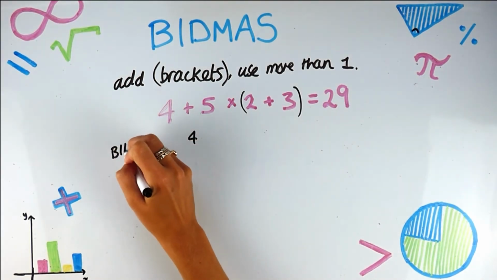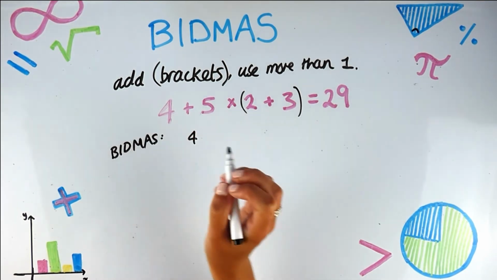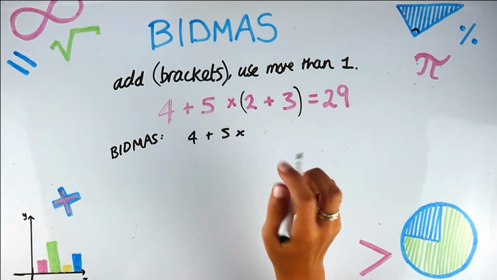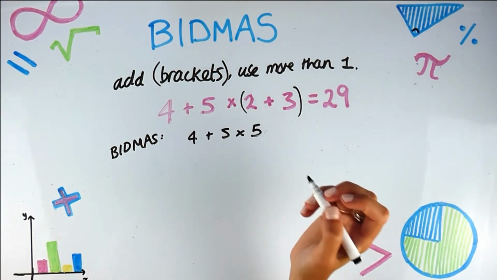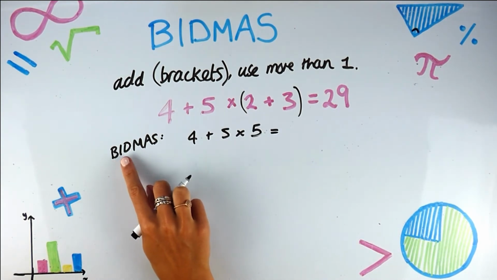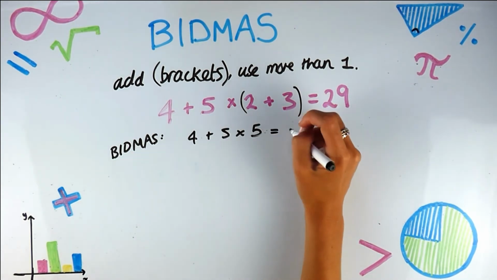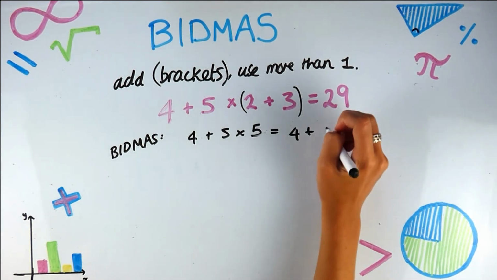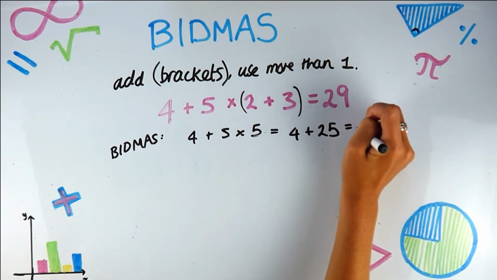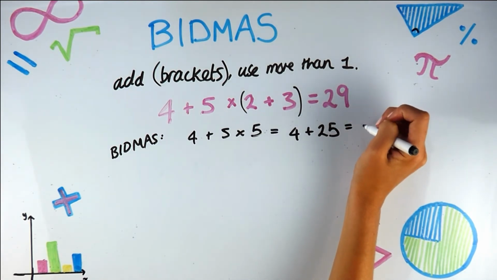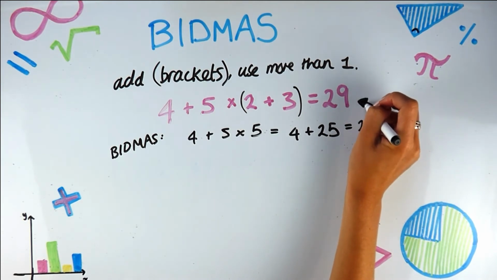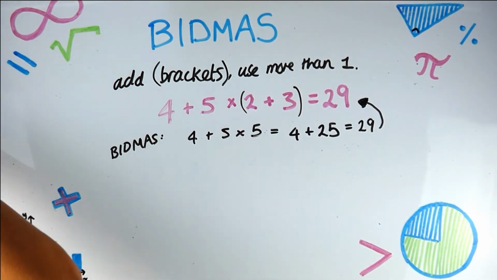So using BIDMAS, brackets first, 2 plus 3, which is 5. So then we go BIDMAS again: brackets no, indices no, division no, multiplication yes. 4 plus, let's do the multiplication, 5 multiplied by 5, also known as 5 squared, is 25. One thing to do now, 4 plus 25 is 29. Yes, you see that and you bring a massive sigh of relief.